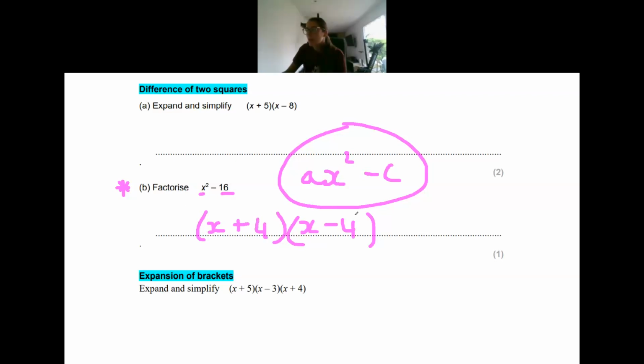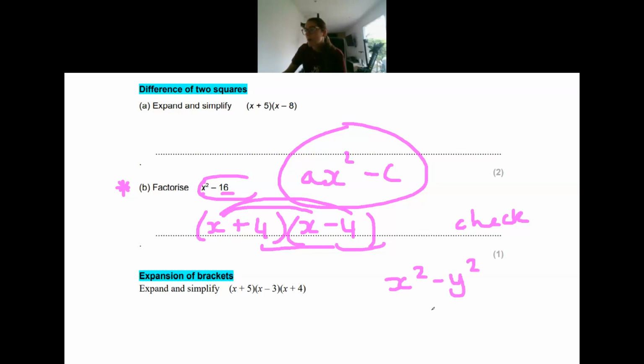When you factorise anything, you can always double check by expanding it out, and then do you end up with the original thing? So essentially you just square root anything. So if I've got x squared minus y squared, and I wanted to factorise that, that is still a difference of 2 squares. That would be x plus y times x minus y.